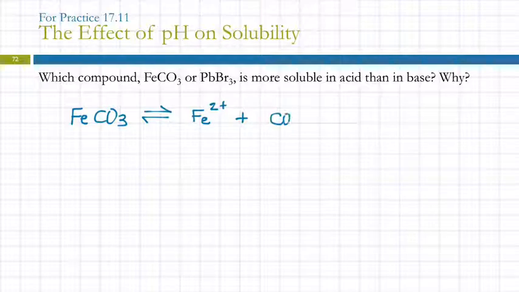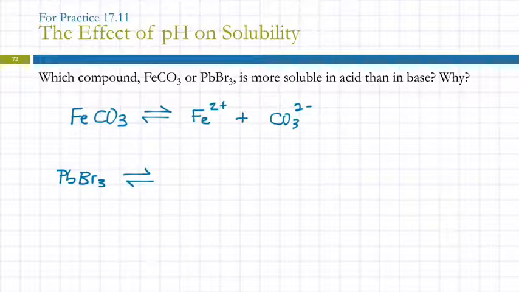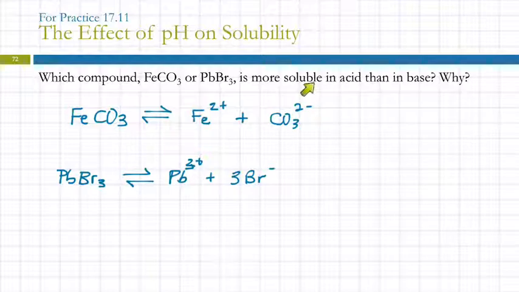And then we're going to get carbonate ion. And for lead, PbBr3, that's strangely difficult to say. Okay. So these are the ions that are going to form. So which one of these is going to be more soluble in acid than in base?